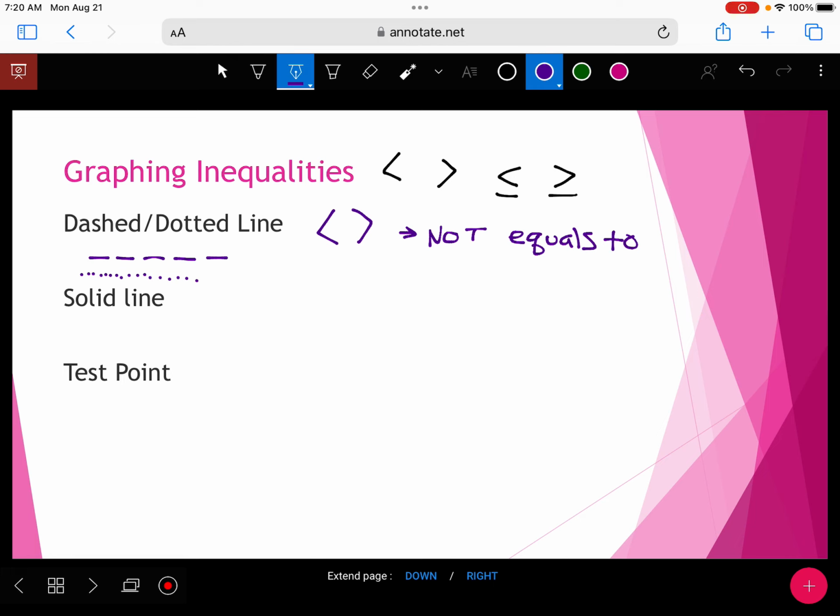We use a solid line, a regular, normal line, what we've done forever for lines, anytime we have equals to. So just like we do when we have a normal equals to line, we use a regular line. We're going to use that same kind of line when we have the less than or equal to or the greater than or equal to.